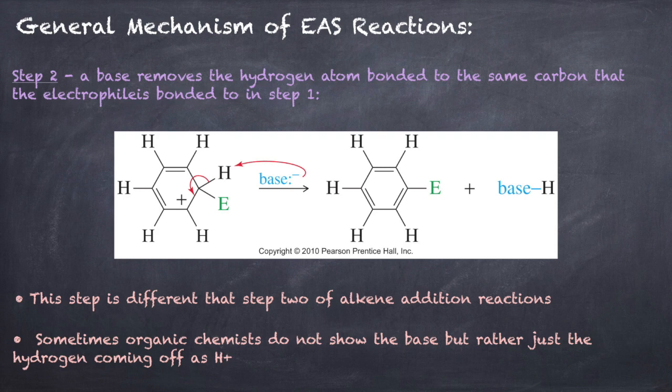Step 2 is where the mechanism differs from alkene addition reactions. In step 2, a base with its lone pair of electrons reaches out to the hydrogen, forms a bond to it, as you see here. The bond between carbon and hydrogen breaks. Where do these electrons go? They move back into the ring to reform the pi bond, and now we've reestablished our aromaticity in the product.